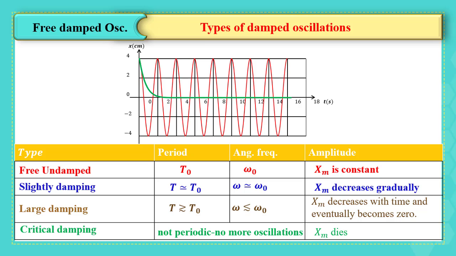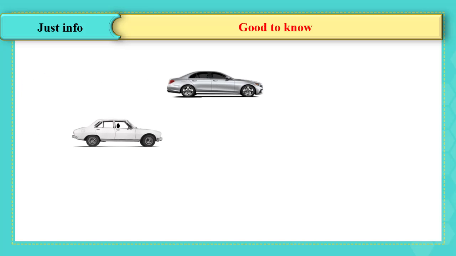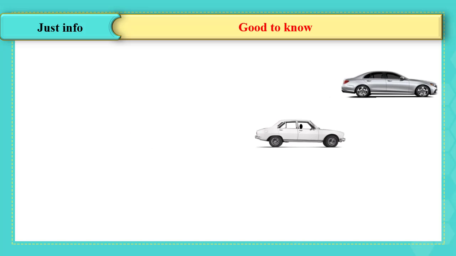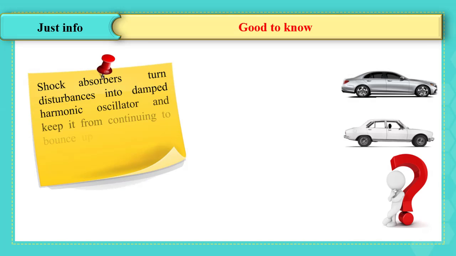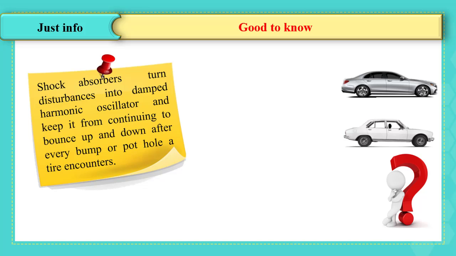After defining these forms of damping oscillations, it's good to know some information. Do you remember the question we have asked in the first video? It is the time to answer it. Do you have any idea? In cars, there are shock absorbers that turn it into a damped harmonic oscillator and keep it from continuing to bounce up and down after every bump or pothole a tire encounters. This makes riders feel more comfortable, of course.